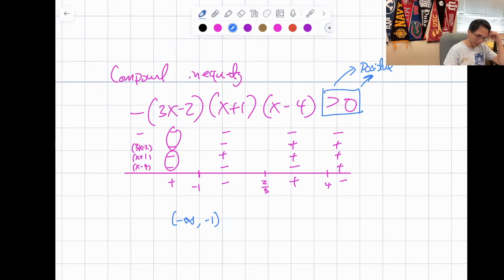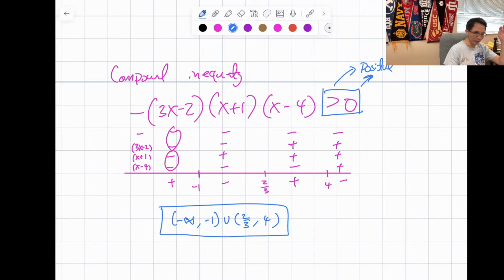It's going to be a parenthesis from 2/3 over 4, like this, union. But not including 4, because 4 is going to equal 0. So that's the answer. But if it's less than 0, you look for the negative region. You guys follow me?